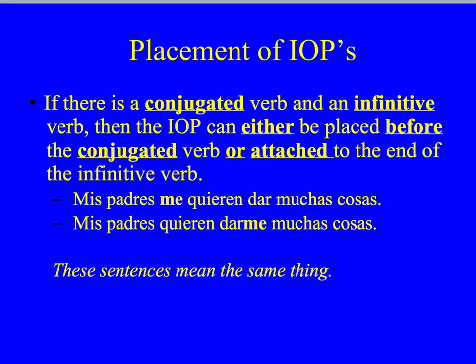Placement of indirect object pronouns. If you have a conjugated verb and an infinitive verb together, then the indirect object pronoun can either be placed before the conjugated verb or attached to the end of the infinitive. Mis padres me quieren dar muchas cosas. Here's the me before the conjugated verb. Or mis padres quieren darme muchas cosas. These sentences mean the exact same thing.